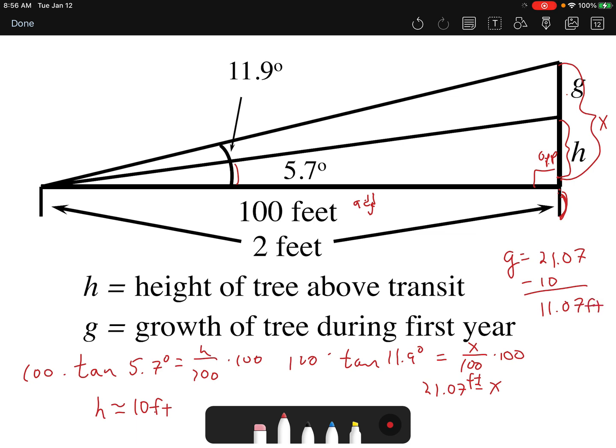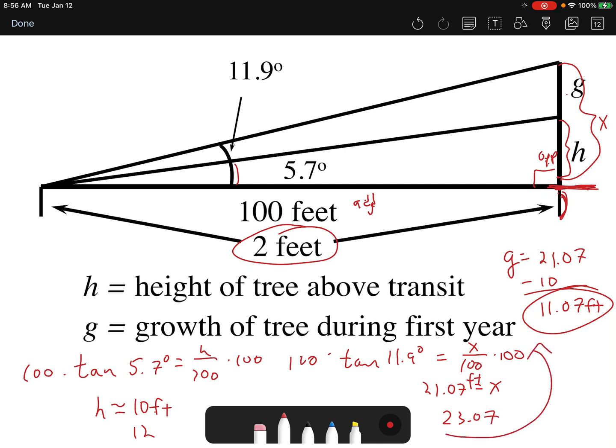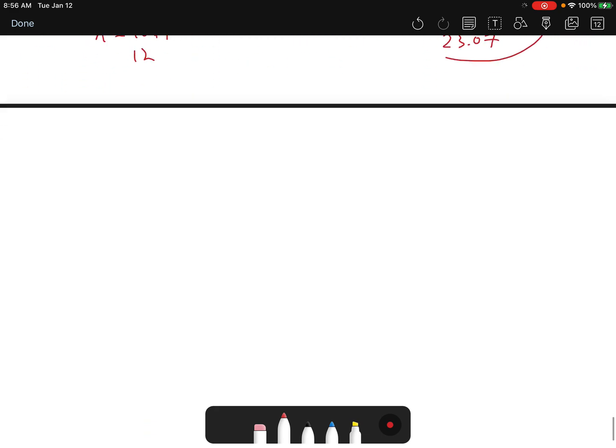So does this hybrid elm grow 12 feet per year? No. It only grows 11. Well, 11, 12, that's still pretty accurate, pretty close. Now you may ask, why didn't we do anything with this 2 feet? Well, because we're measuring it from the same place. I could make 12 and make this 23.07, but we're still going to get 11.07. So it's kind of a waste of time to do it that way.